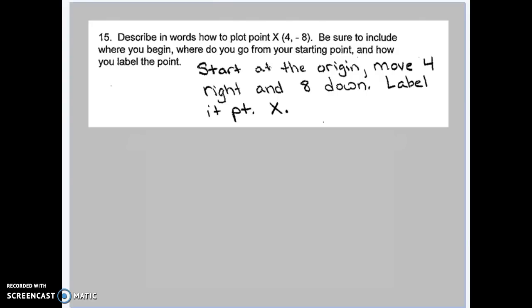So what you would do is you always start at the origin, and then because 4 is positive, you're going to move 4 to the right, and then 8 is negative, so you're going to move 8 down. And then make sure at the end you label that point, point X. Okay, hang on to this sheet, because for today's notes we're going to focus on the back side of this sheet to guide us through our notes.